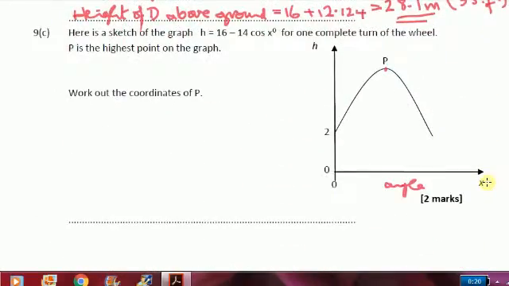So I can say that corresponding at the point P, we've got an angle of 180 degrees and a height of 30 meters. So the coordinates of P are 180 and 30.